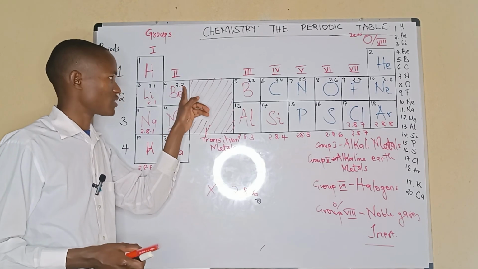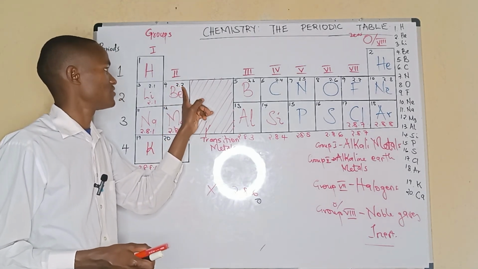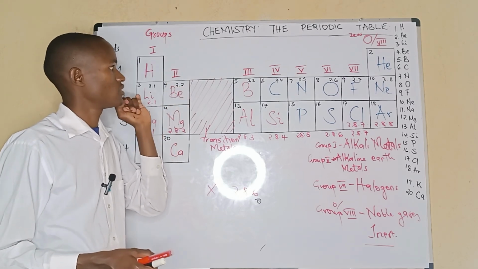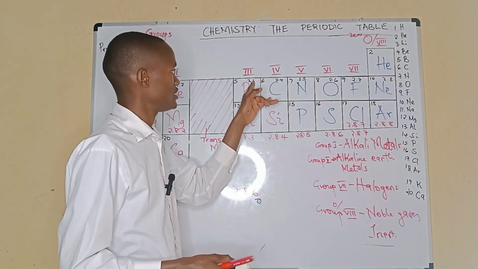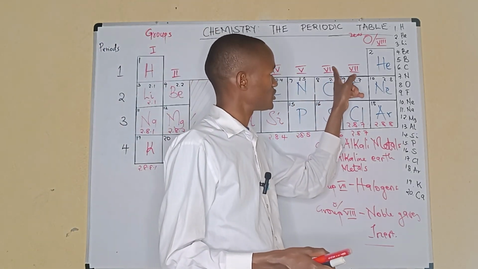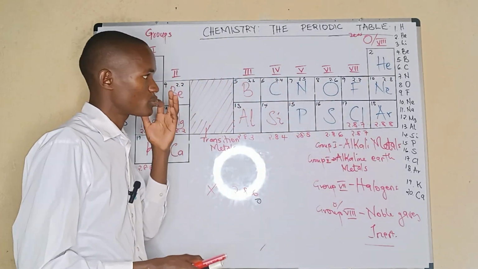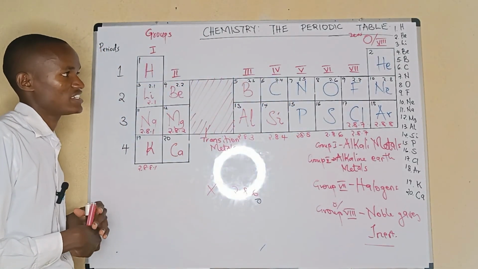Beryllium has two electrons in the outermost energy level. It is in group 2. Boron 3, group 3. Oxygen 6, it is of group 6. And neon is 8, it is of group 8, the outermost energy level.